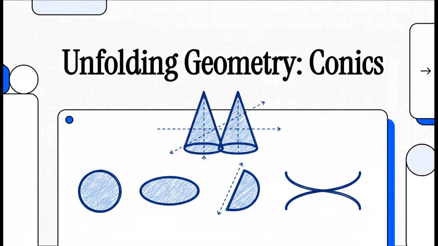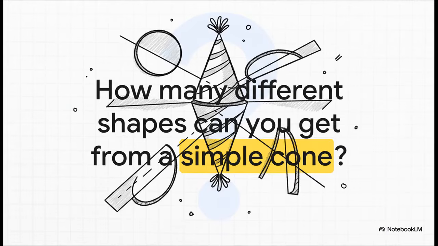Welcome to The Explainer. Today, we're going to tackle one of the most beautiful and honestly surprising ideas in all of mathematics, conic sections. We're going to see how four shapes that seem totally different are really just different views of the exact same thing. So let's just start with a question to get our heads in the game.